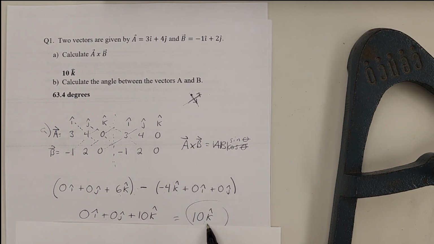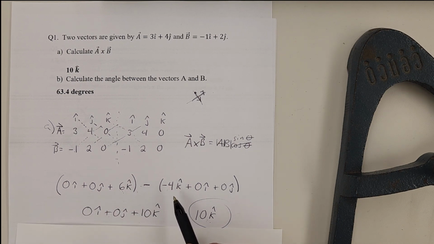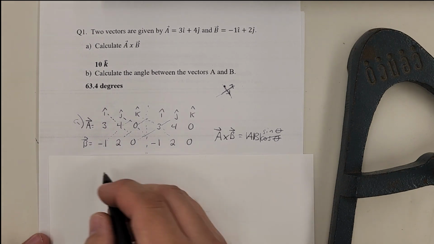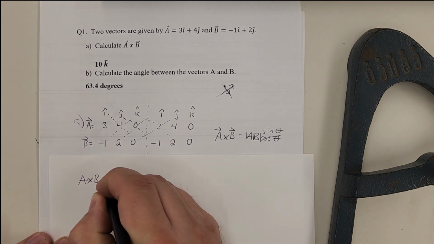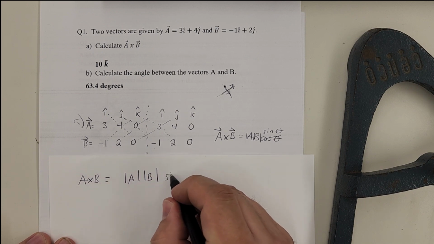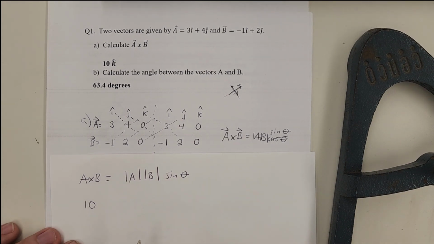So here we got 10k, which is great because it's just the one number, it's just the one direction. So our magnitude is just 10. If there were other components in here, like an i and a j, for instance, you would need to use the Pythagorean theorem on the 3 components to get the magnitude. But the square root of 10 squared is just 10, so we can use that as our a cross b. So I have a cross b is equal to magnitude of a times magnitude of b times the sine of theta. The magnitude of a cross b is going to be 10.